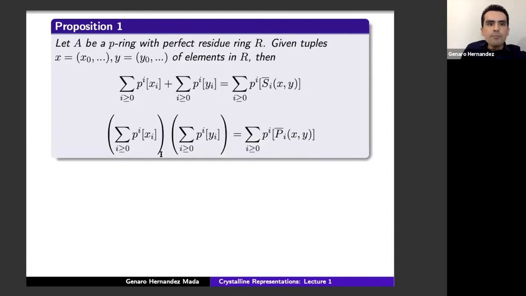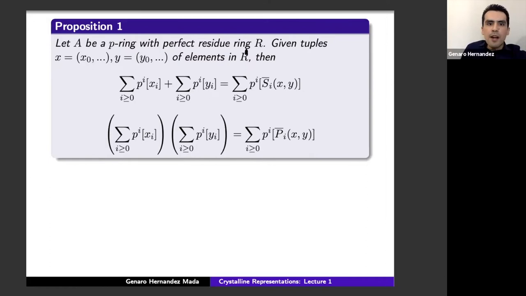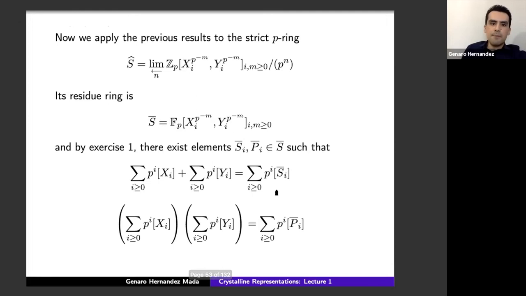So now we have this other technical result. If we take a P ring with perfect residue ring R, and we are given tuples, so a finite collection of elements in R, X, and a finite collection of elements in R, Y. Then we have these relationships, where Si bar and Pi bar are the elements that I obtained here, okay? So you can see that those relationships that we have are going to be a consequence of these relationships here, right?